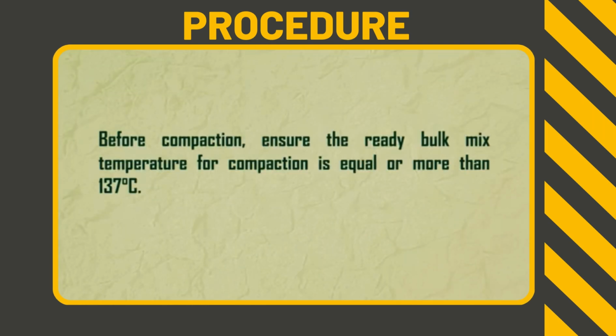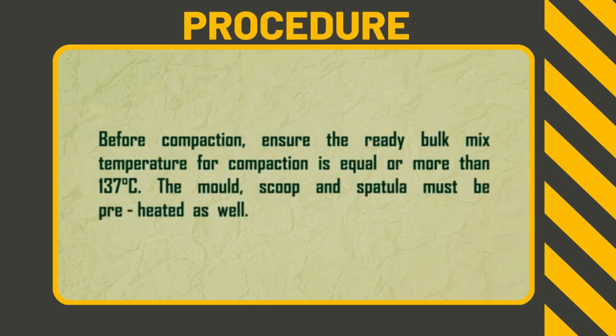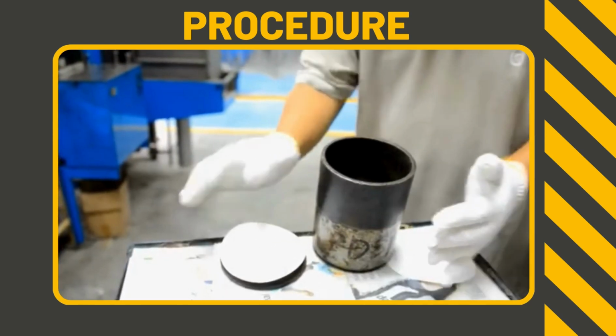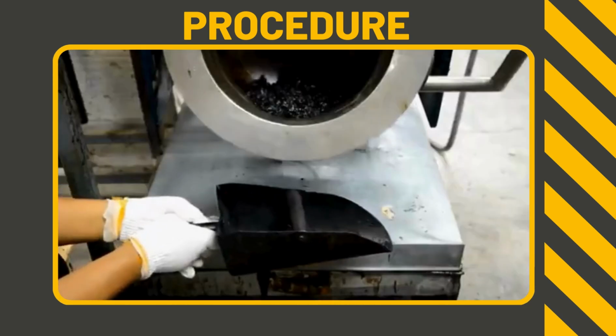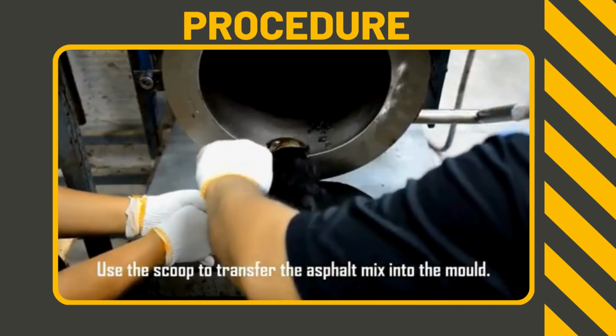Before compaction, ensure the ready bulk mix temperature for compaction is equal to or more than 137 degrees Celsius. The mold, scoop and spatula must be preheated as well. Use the scoop to transfer the asphalt mix into the mold.